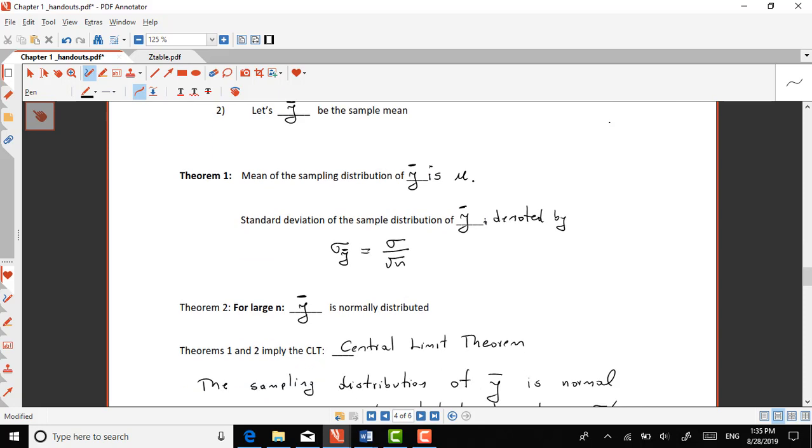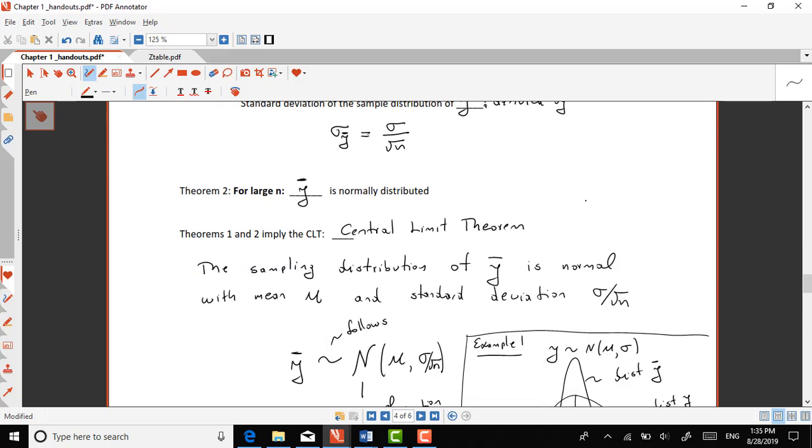But of course, this result holds for large n. Every time students ask me, how large does n need to be to be considered large? Well, the rule of thumb for this specific result is that n is greater than or equal to 30.